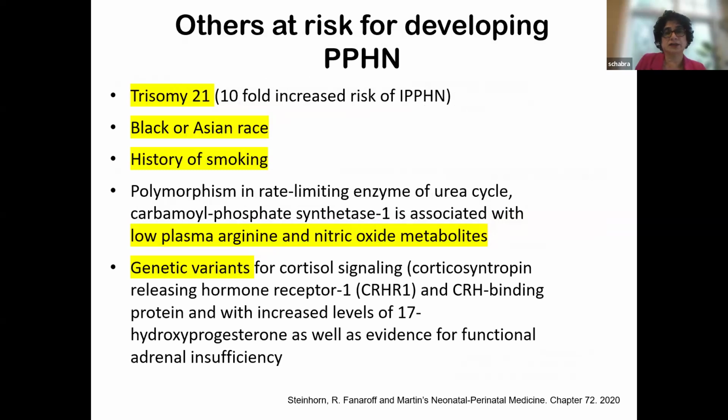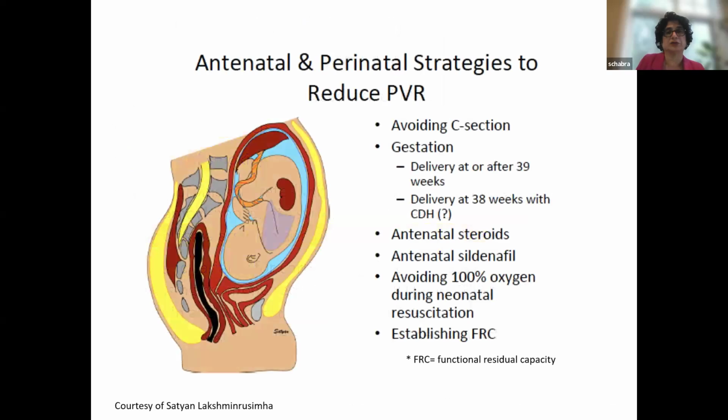So other risk factors are trisomy 21, which has a 10-fold increase, Black or Asian race, history of smoking, and then genetic variants, which we won't go into.